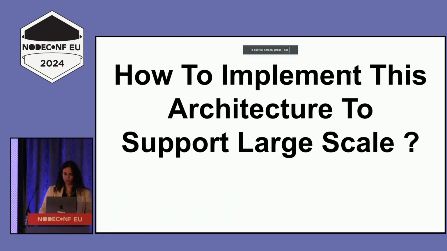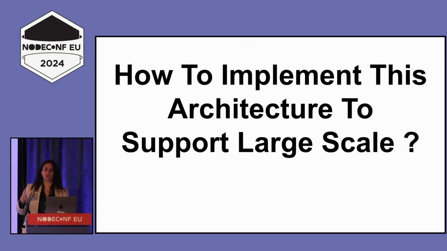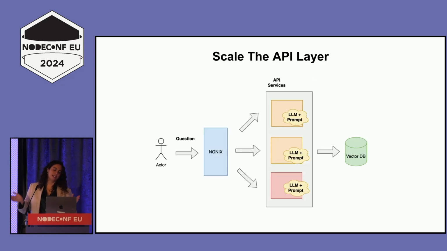And now let's talk a little bit about how to implement this architecture to support large scale. So first of all, the scale of the API layer is, I think, more trivial, because we have a microservice and we can make several replicas of it, and we'll put a load balancer, nginx, whatever, and a question arrives to one of the replicas. It gets the answer from the vector DB, and we would have the LLM on each replica.